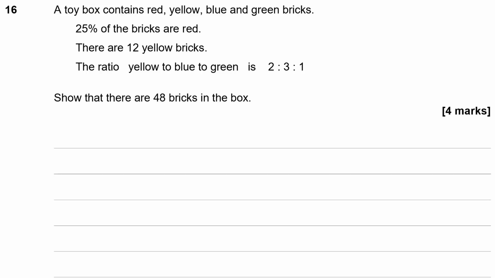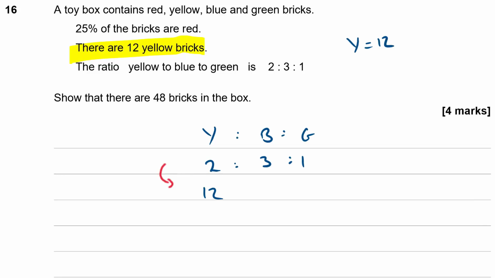Okay, let's start with the known fact that there are 12 yellow bricks. So y equals 12. Now we know that the ratio of yellow to blue to green is 2 to 3 to 1, so that means we can work out those at least. We've got 12 yellow bricks, so scaling up our ratio by a factor of 6, we should be able to find out the number of blue and green bricks as well. So 3 times 6 is 18, so there are 18 blue ones. And 1 times 6 is 6, so there are 6 green ones.